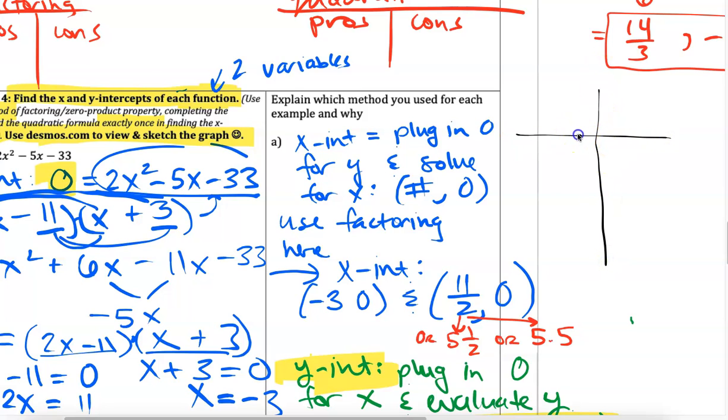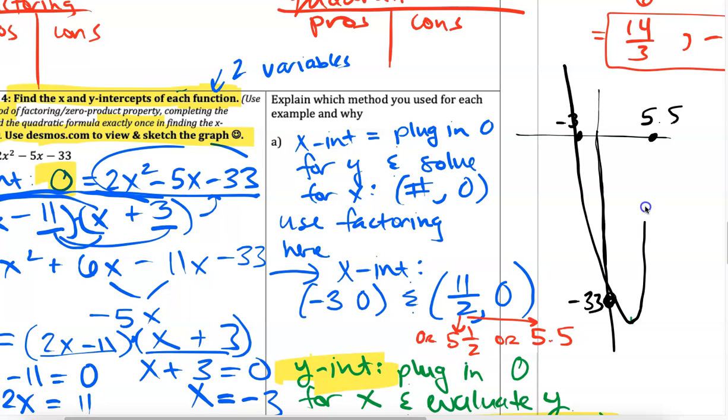So it had one intercept at -3, another one at 5.5, and then a y-intercept way down here at -33, and it kind of looked like something like that. So just a brief sketch based on what you saw on Desmos.